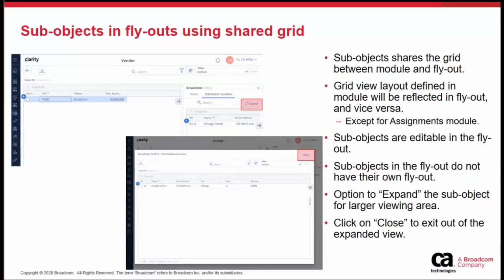In addition, we've also added the ability to expand the subobject. It becomes difficult to see multiple columns in that small flyout, and if you want to see the full subobject, you can click on the expand button, which will then display the full subobject grid. That's where you can see the different views, the ability to add and remove different columns, as well as the details, which is the flyout for that subobject itself.